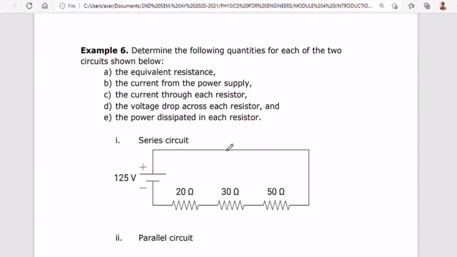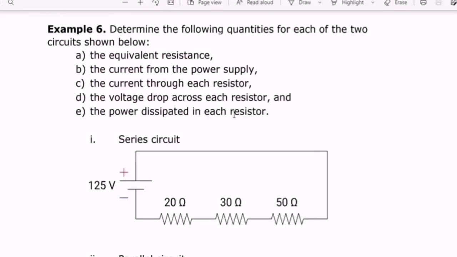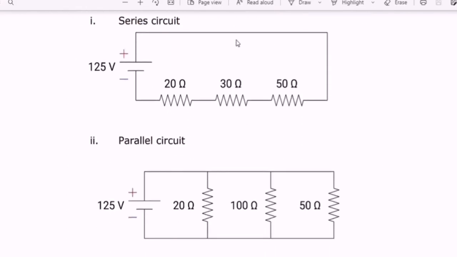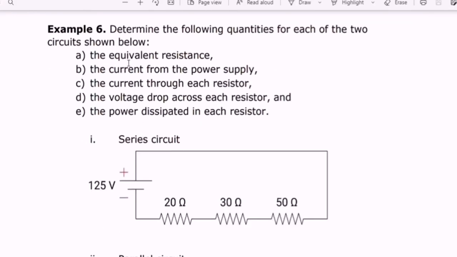Now we have an example here. For our example number 6, or our first example in this topic, we're going to determine the following quantities for each of 2 circuits shown below. So we have given circuits here. We have a series circuit and then we have a parallel circuit. We are going to identify the equivalent resistance or the total resistance, the current drawn from the power supply, or the total current or the equivalent current, and then the current through each resistor, the voltage drop across each resistor, and the power dissipated in each resistor.